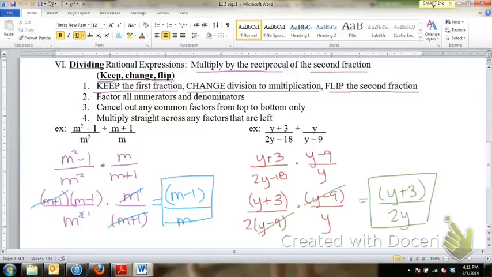Okay, so that's multiplying and dividing. You don't need a common denominator, but you must factor everybody before you start crossing stuff out.